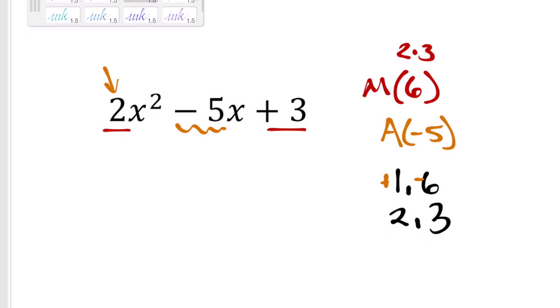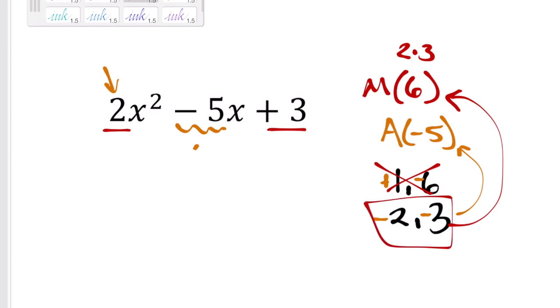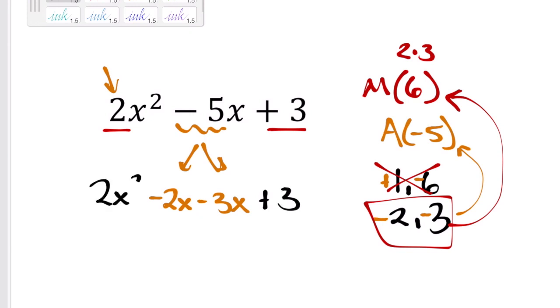But it doesn't multiply to give me positive 6. Positive 1 times negative 6 would give me negative 6, so that doesn't work for the multiplying part. If I had a negative 2 and a negative 3, negative 2 plus negative 3 would add to give me negative 5. And negative 2 times negative 3 would multiply to give me positive 6, so this one works out. So I'm going to split my negative 5x into negative 2x minus 3x. Still have my plus 3 there, and then 2x squared.